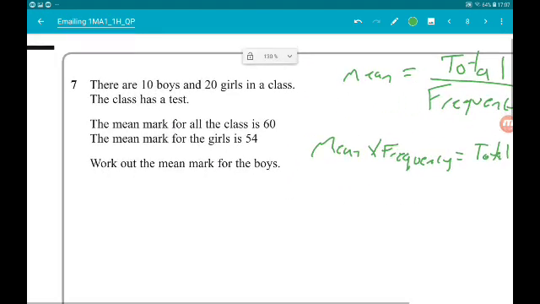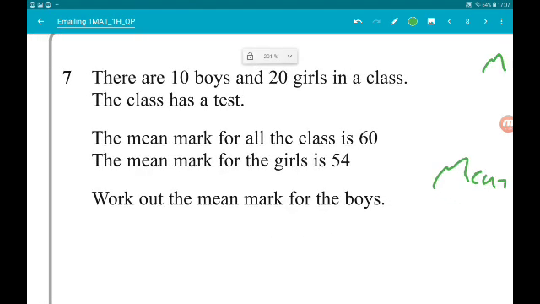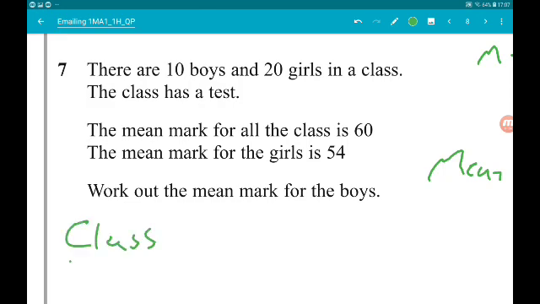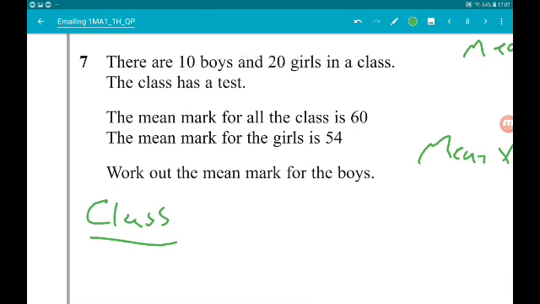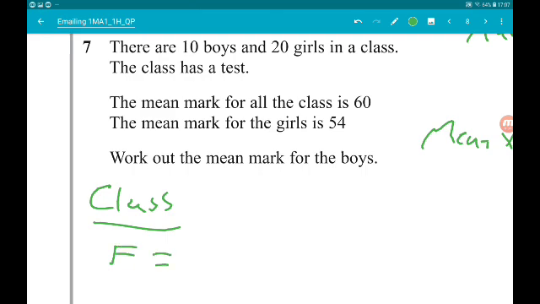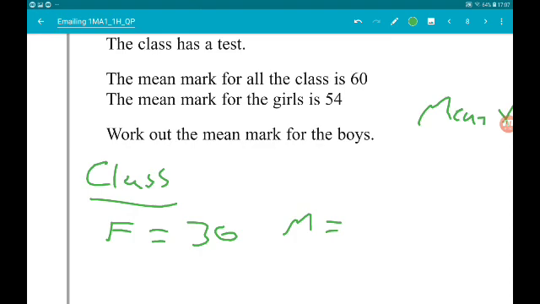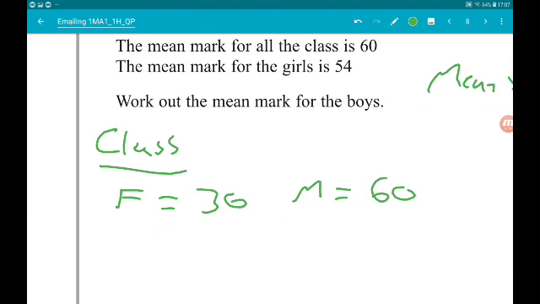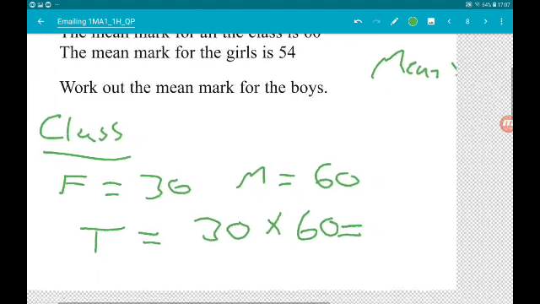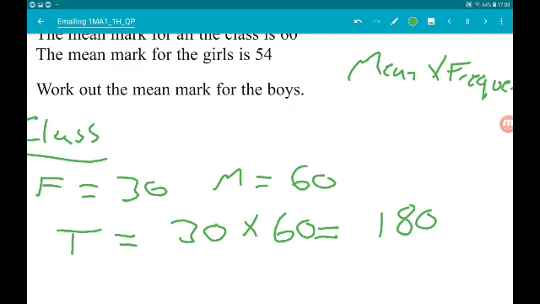So, first up, for the whole class, well, altogether there are 30 students, so the frequency is equal to 30. Now we know the mean is 60. So we can say the total marks is equal to 30 times 60. Now, 3 times 60 is 180. We then need to multiply that by 10. So we get 1,800. So we now know the total marks achieved by the whole class.